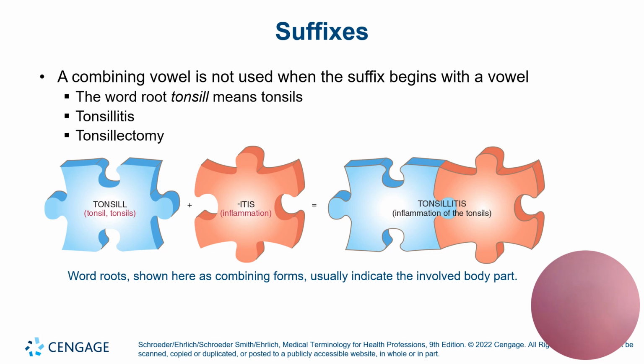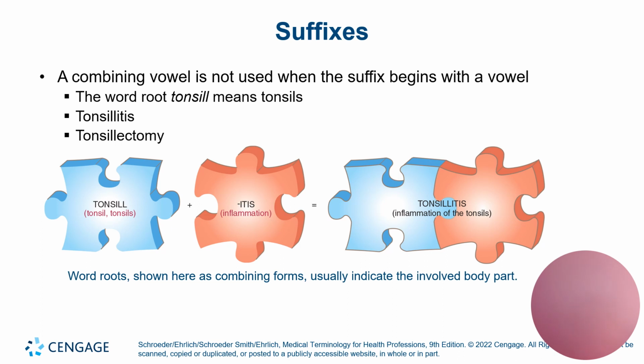Next, with many suffixes, we have a suffix that is going to mean an abnormal condition or a disease. So that would be an example of OSIS. So if we put OSIS to gastr, which means stomach, and we add osis, that means we have an abnormal condition or disease, gastrosis.